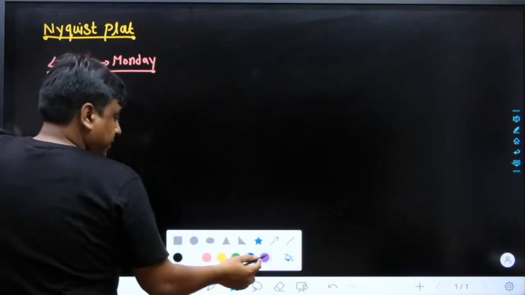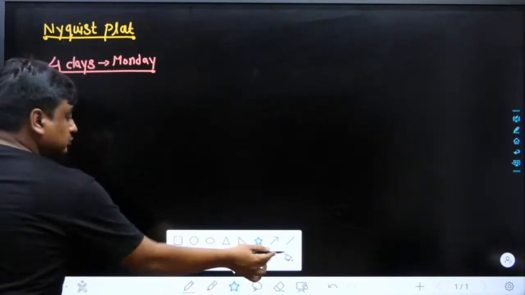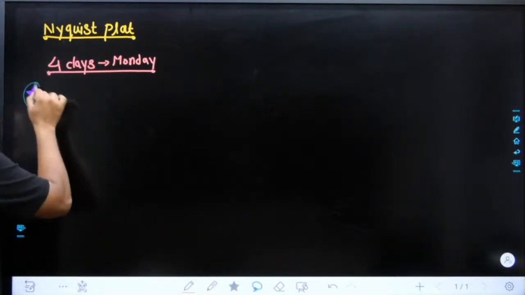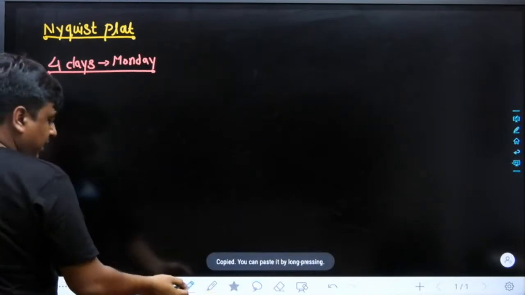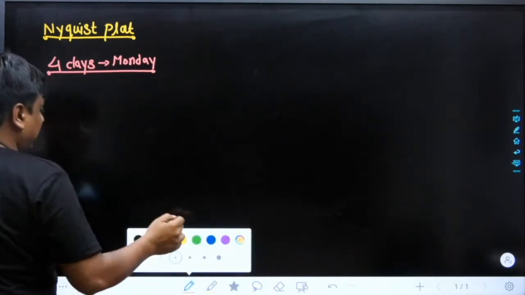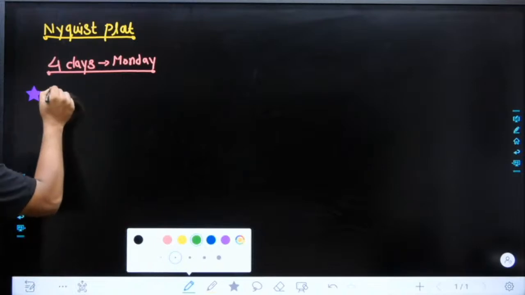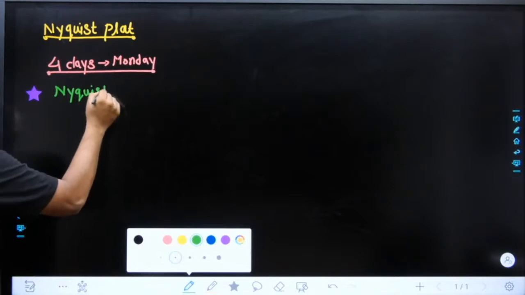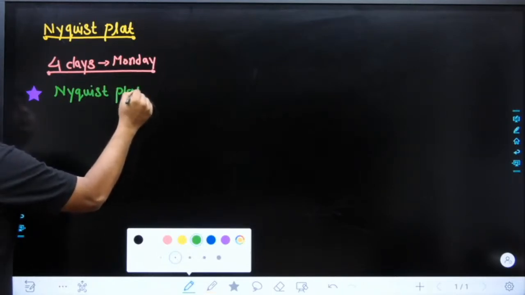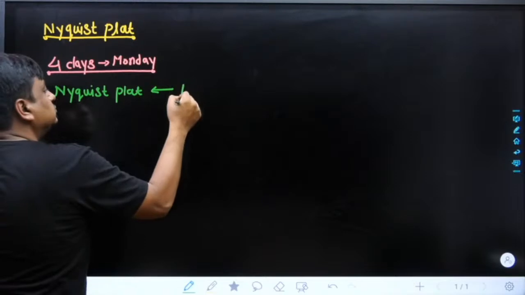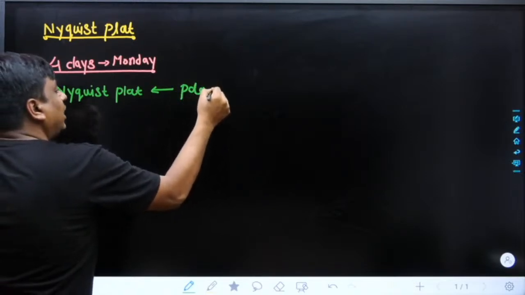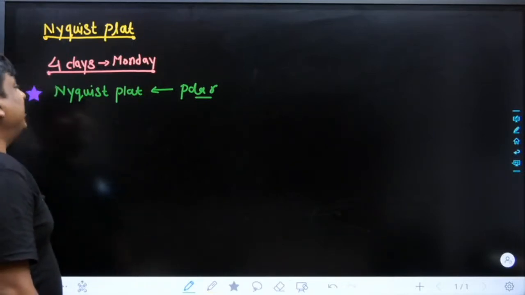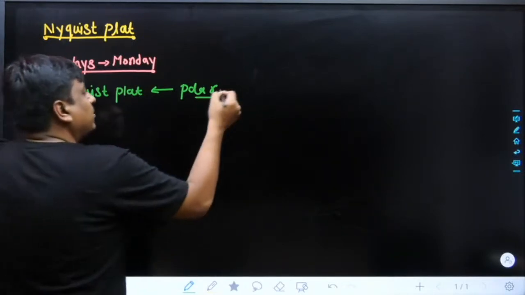The first important point is the concept of the Nyquist plot. The concept of the Nyquist plot is taken forward from the concept of the polar plot, or you can say the Nyquist plot is the extended form of the polar plot. So until and unless you have a fair idea about the polar plot, you would not be able to smash the problems related to the Nyquist plot.